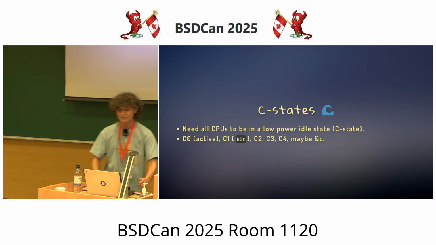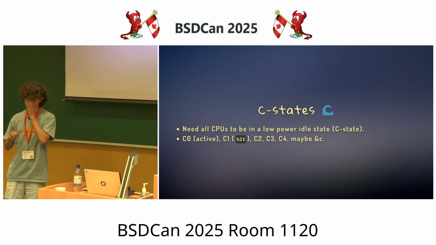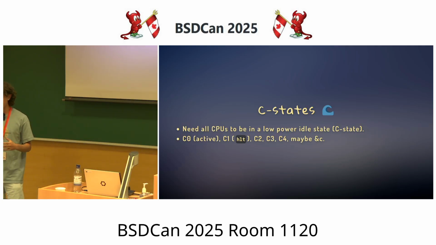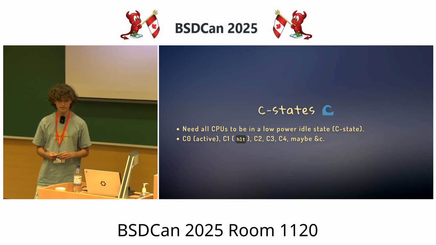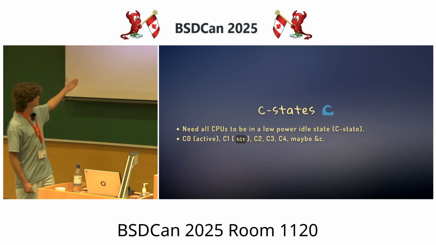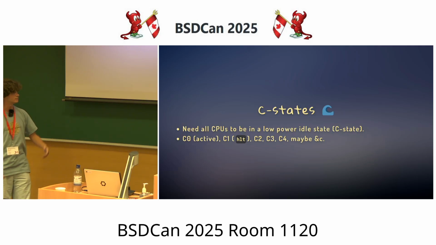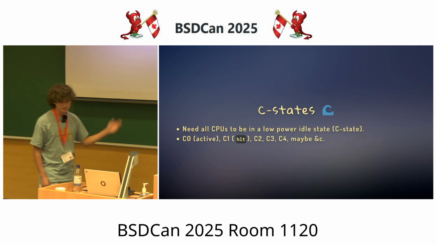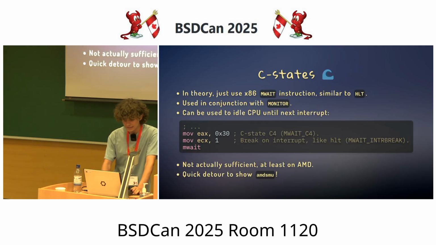Right, C states. We need all CPUs to be in a deep idle state before the platform will want to enter S0ix. These states are called C states. C0 is active, C1 is what happens when you just do the halt instruction, and there's a bunch more. Depending on your platform, you could have more or less.